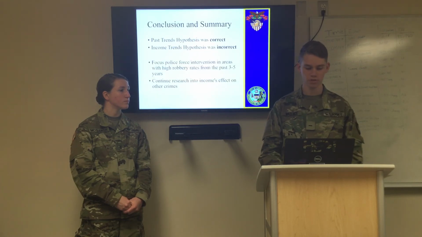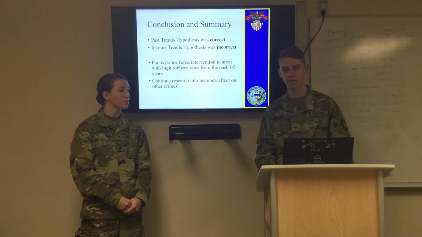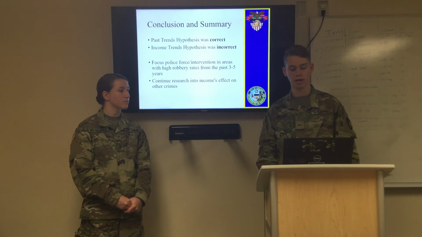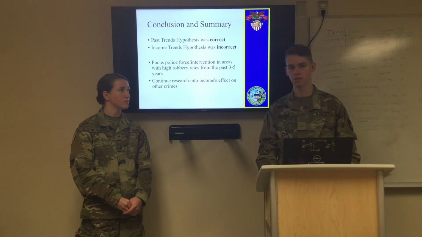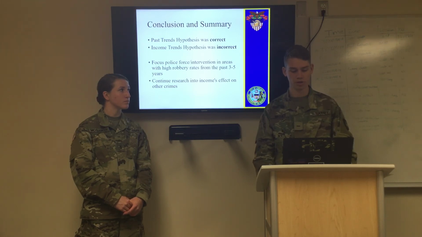So our conclusion here is that the past trends hypothesis was correct, that looking at past crimes is a good predictor for future crimes, and our income trends hypothesis was incorrect, meaning that we can't look just at the income level of a neighborhood to determine what sort of crime rates, or more specifically what robbery rates, might be.